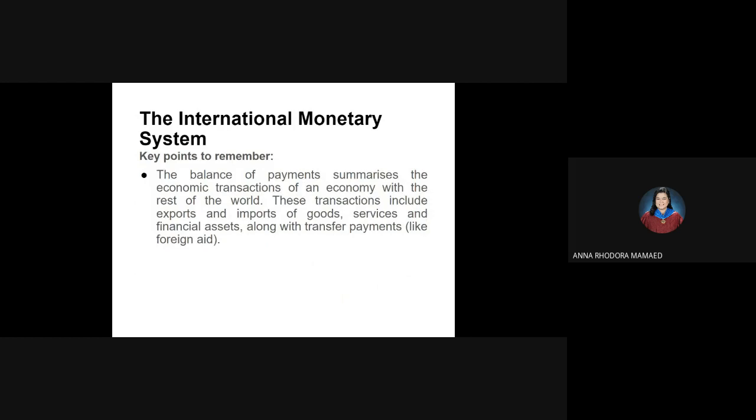The balance of payments summarizes the economic transactions of the economy with the rest of the world. These transactions include exports and imports of goods, services, and financial assets, along with transfer payments like foreign aid. Don't get confused about the balance of payments. It is just the record that summarizes all the economic transactions.